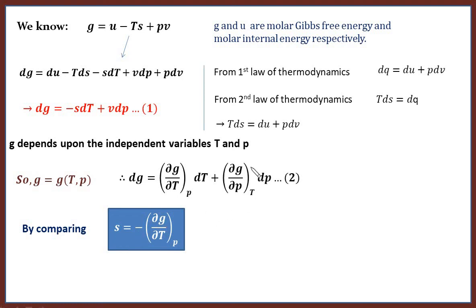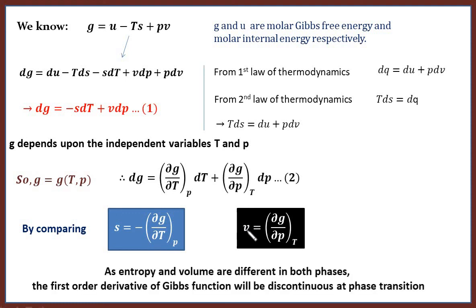Similarly, if you compare the coefficient of dP, you will find out v equals del g del P at constant T. Now we know on the onset of phase transition, v changes. That means this first order derivative of Gibbs free energy will be discontinuous because on the onset of transition, this v has two distinct values. Then how can you choose which value del g del P will take? Therefore, you will find out that del g del P, which is the first order derivative of the Gibbs function, will be discontinuous. Okay. So far we have proved those two conditions.